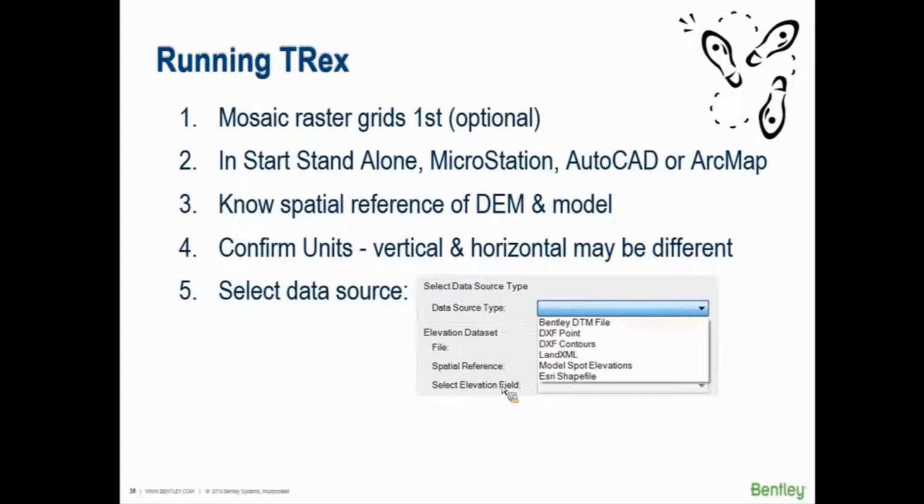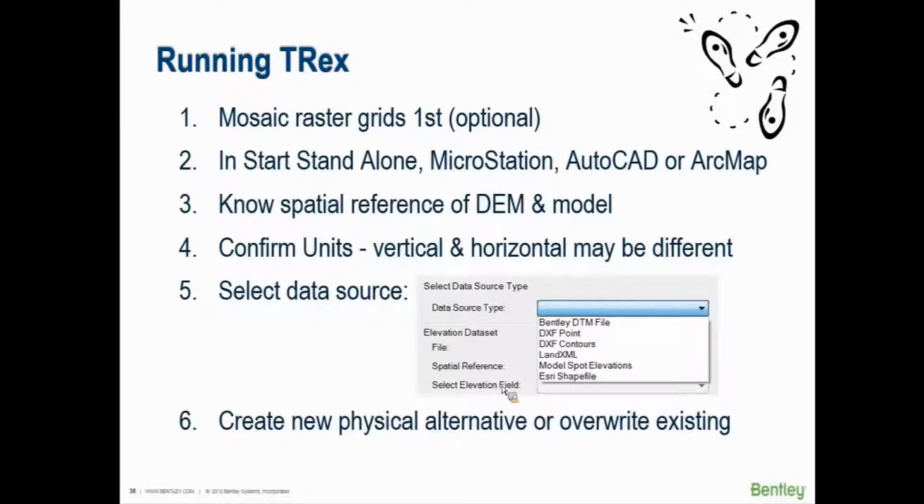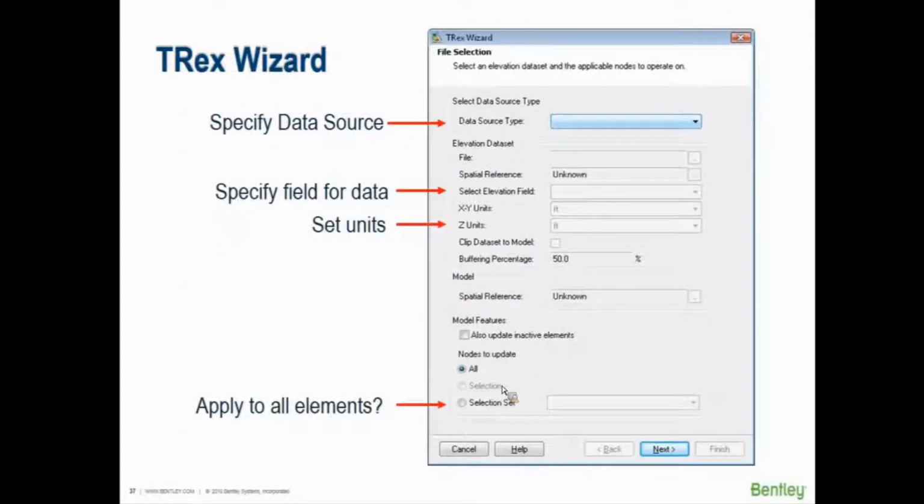Check your units in TRex, select your data source, it's DXF, LandXML, Esri shapefile, whatever the format is. Create a new physical alternative, or you can overwrite the physical alternative, and it'll give you a preview. So here's the screenshot that comes from TRex. You select your data source, the field that you're picking the elevation data from in the file, set the units, and then this is where you can apply it to just a selection set, just a few set of nodes, or all of the nodes altogether. And then it gives you a preview just to make sure that, hey, Mr. Muller, Miss Muller, this is what you're about to do. Is this okay?